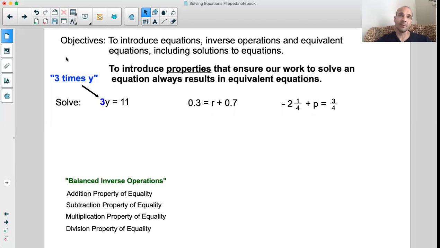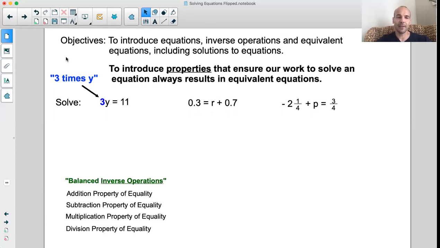Let's see, 3 times 2, no, that's not 11. 3 times 3, no, that's not 11. 3 times 4, no, that's not 11. And actually, we just hopped over 11. So some students then give up if they don't have this idea of inverse operations. So what I always want you to think is, if I don't have a logical way to do something, I have to trust these properties.